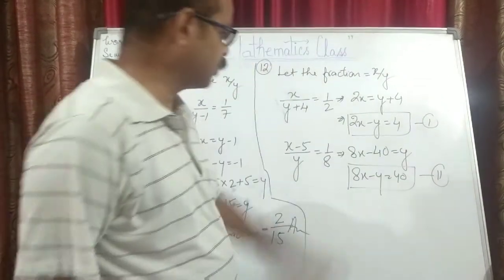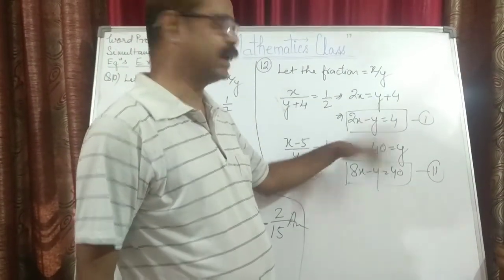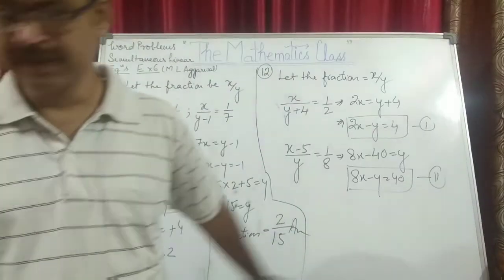Now this can be solved by, you can see y and y are same, so by subtracting or by elimination method you can solve it and you can get the value of x and y.